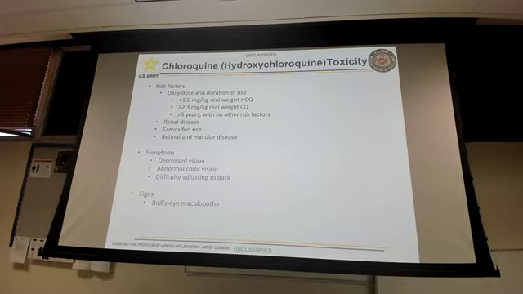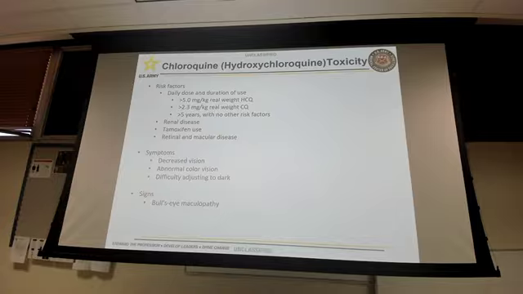Last of our retinal conditions is toxicity due to chloroquine or hydroxychloroquine, Plaquenil. Right, so the most critical risk factor for toxicity is going to be excessive daily dose by weight, and then the duration of the use of medication. So renal disease, tamoxifen use, retinal and macular disease are also risk factors, but the main one is going to be the dose and the duration.